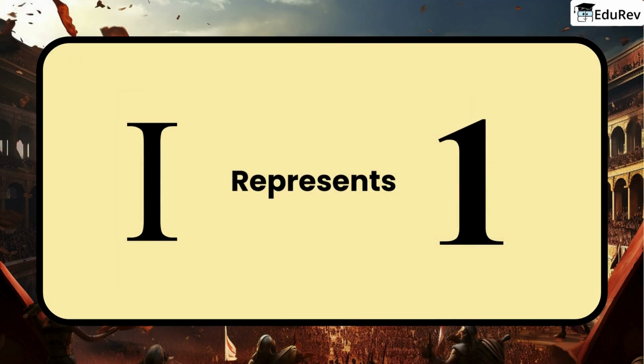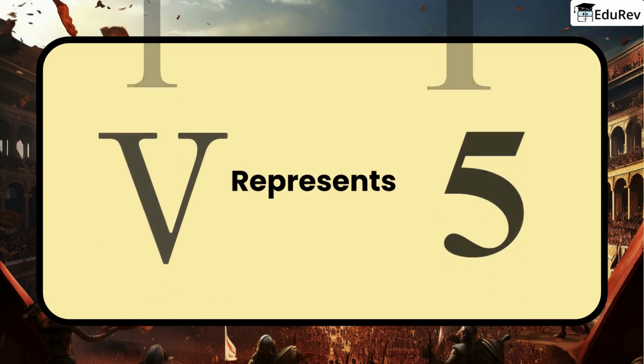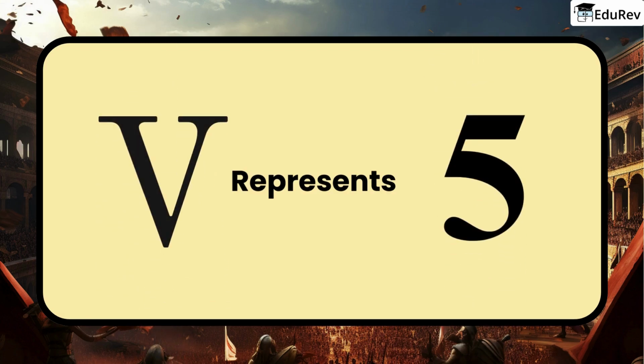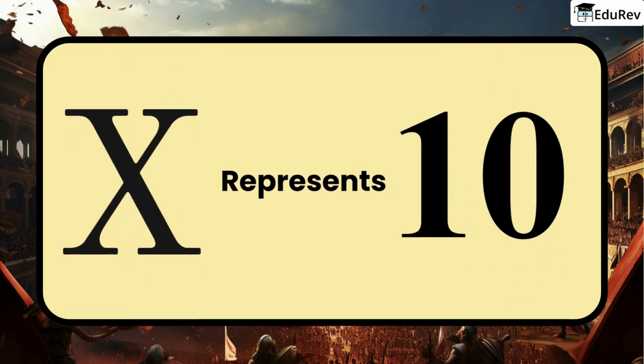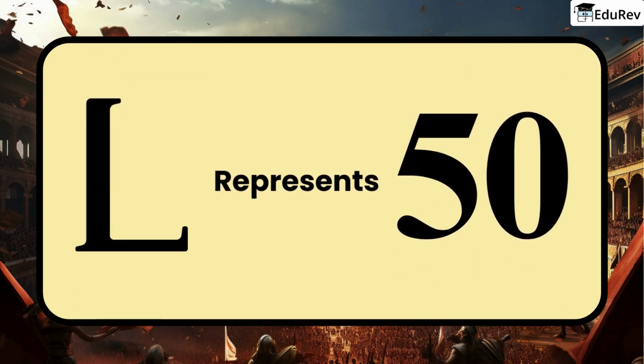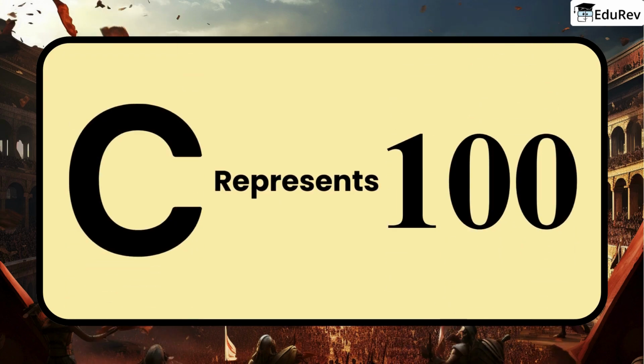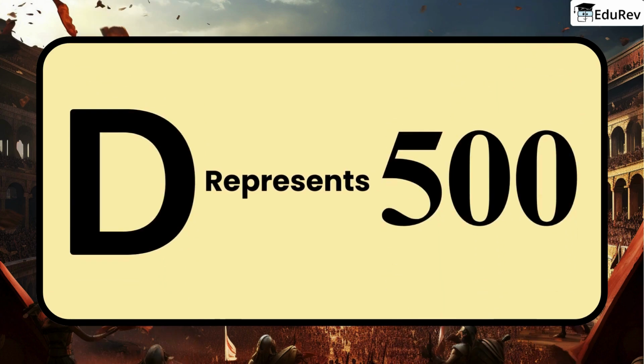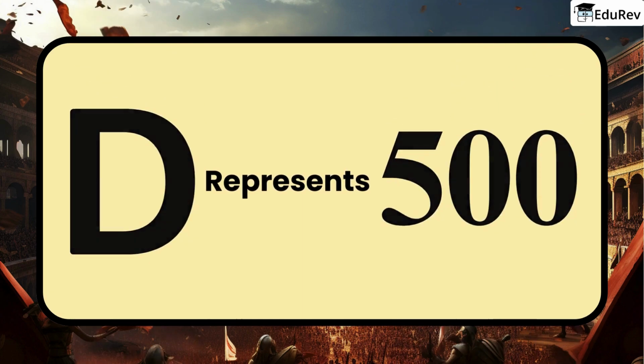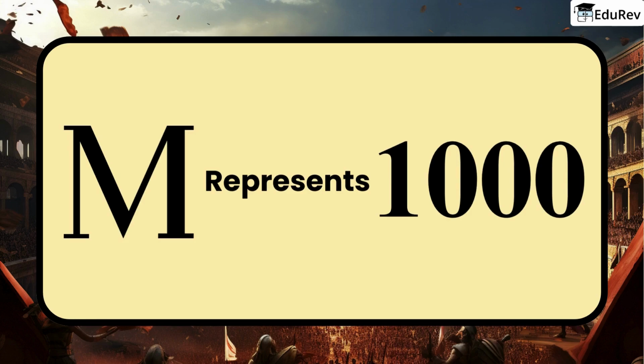I. This alphabet represents one in Roman numerals. It is equal to 1. V. This represents 5 in Roman numerals. X. This represents 10 in Roman numerals. L represents 50. C represents 100. D represents 500. M represents 1000.